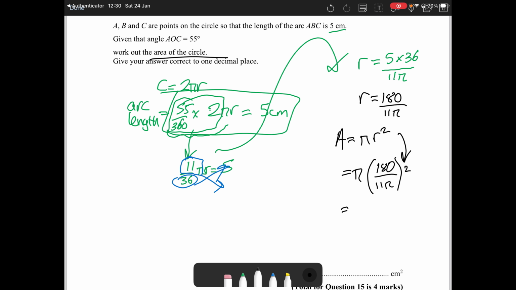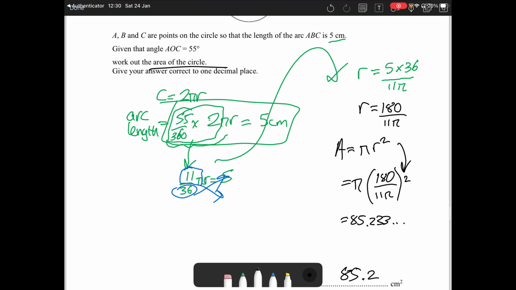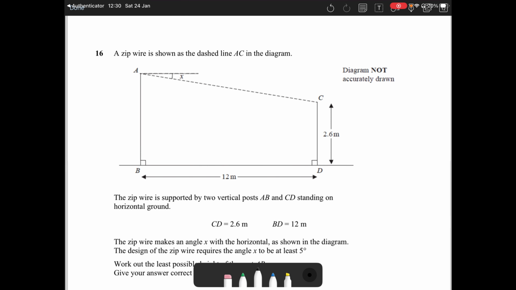I'm getting 85.233 recurring, so 1dp will be 85.2 centimeters squared. I'm just going to confirm that with my answer sheet, which is, please be right. Yes, it is. Brilliant. Keep going.